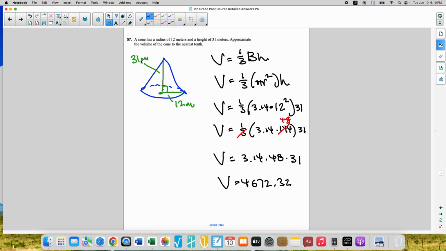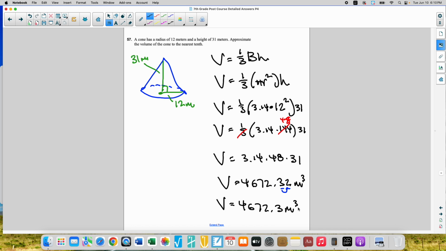4,672.32. The unit is meters cubed, and I'm going to round to the nearest tenth. I look here, and that tells me to round down. So my volume is going to be 4,672.3, not centimeters, meters cubed.